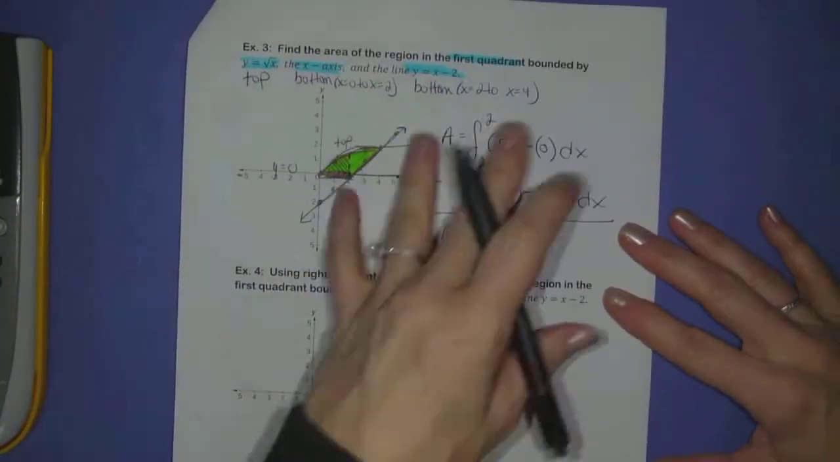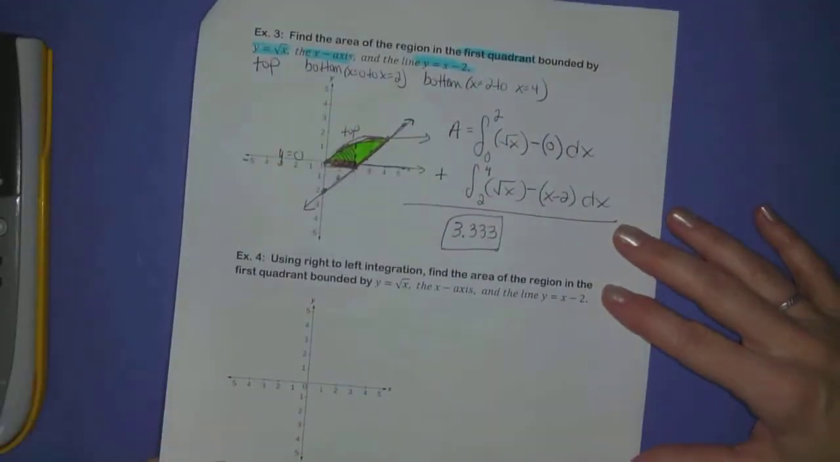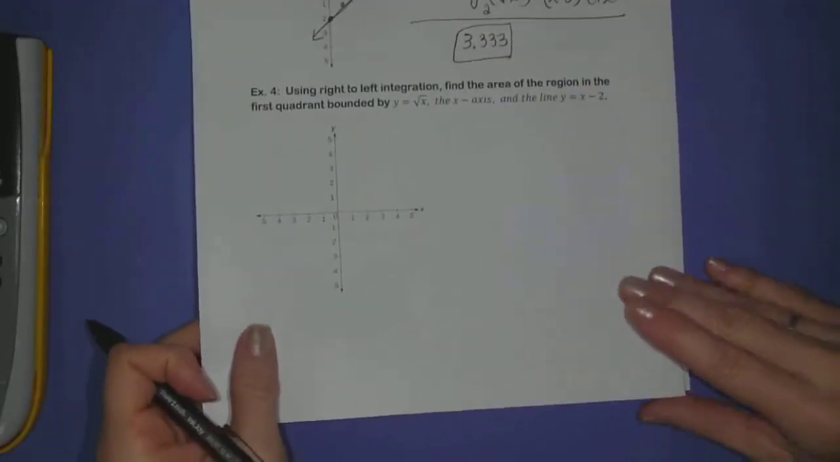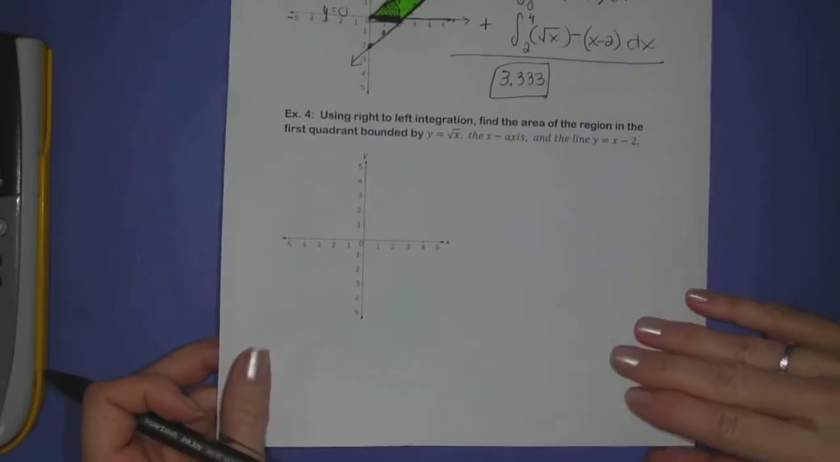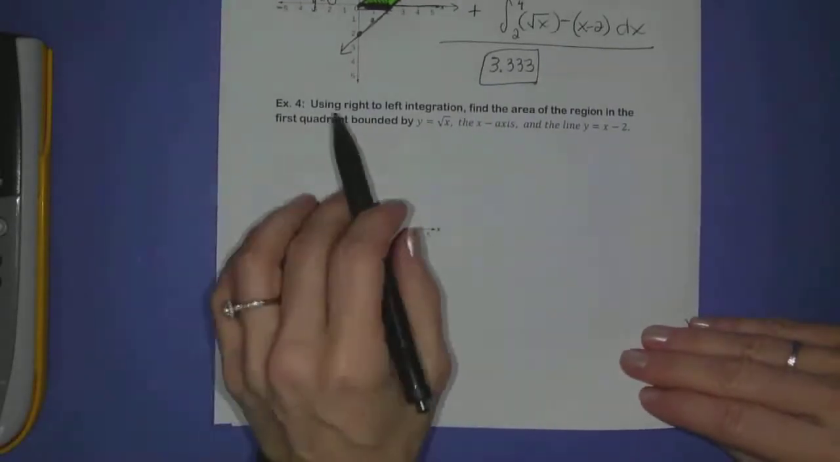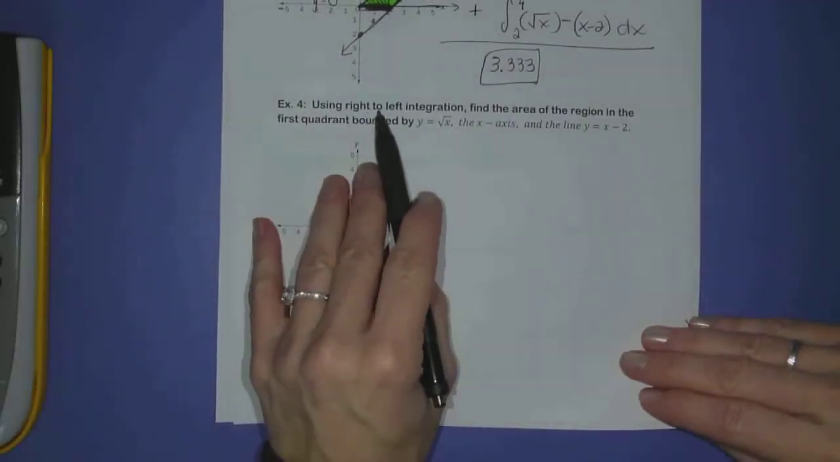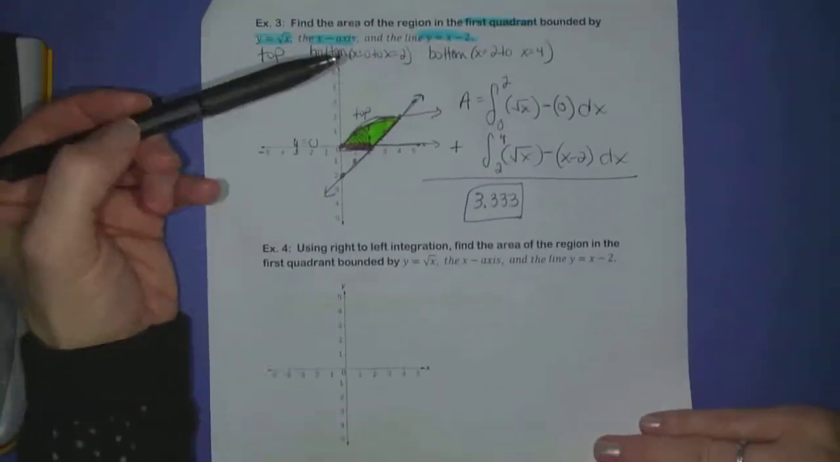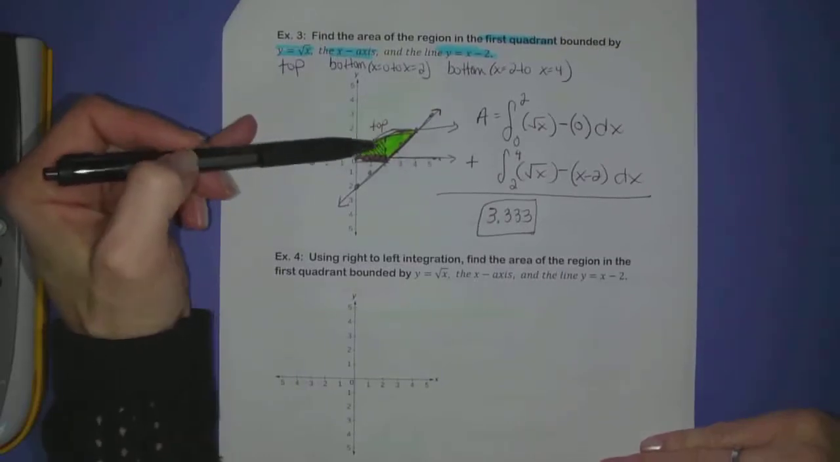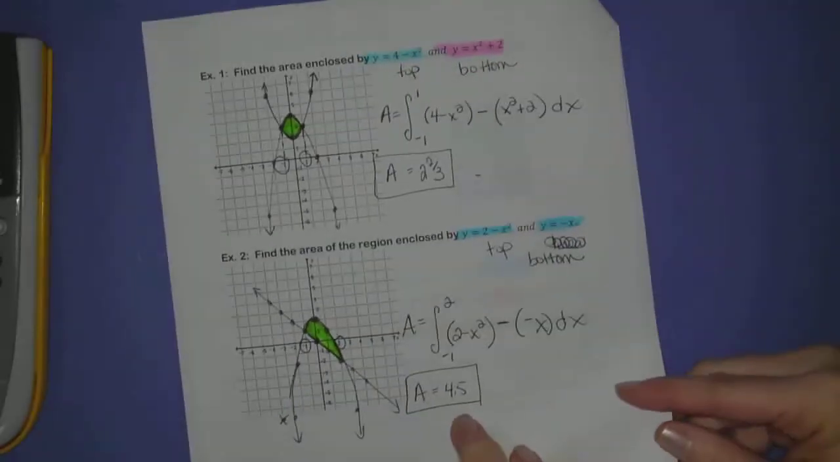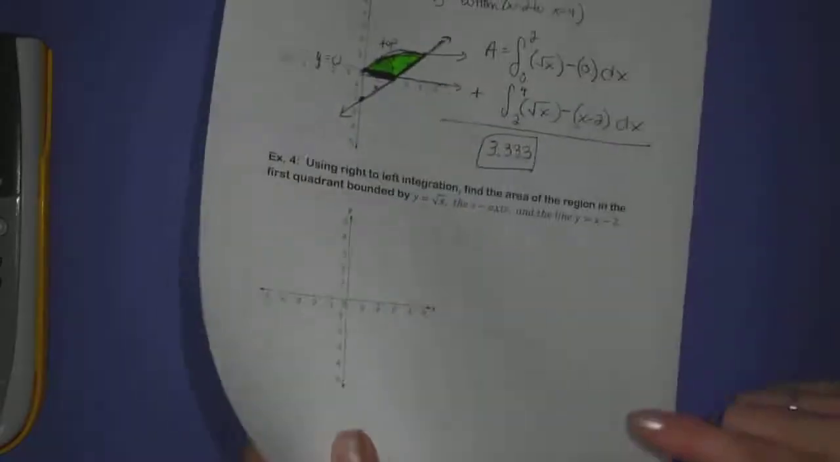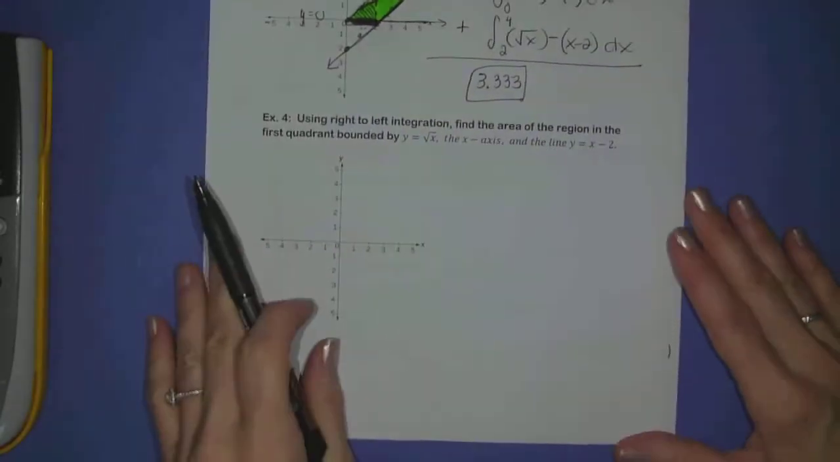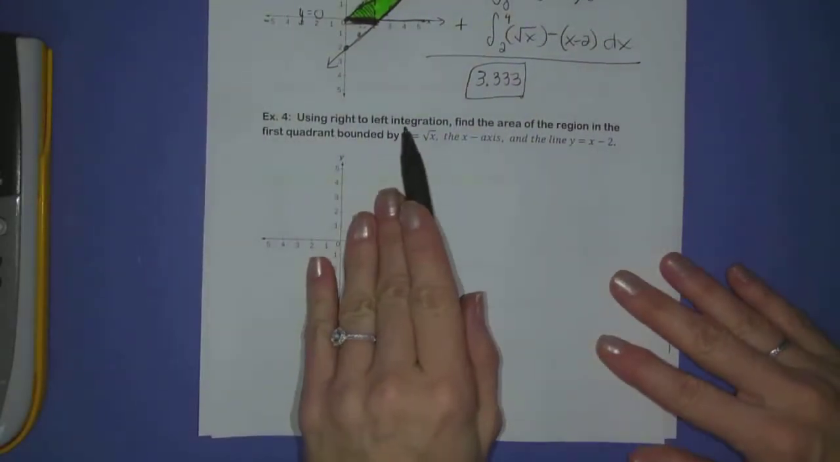So that is a little twist on the first two examples. And now the last example. This is really going to get interesting, using right to left integration. Okay, let me speak on that for a second. We've been using top to bottom integration on all of these examples, top to bottom, top to bottom. There's also something called right to left integration.